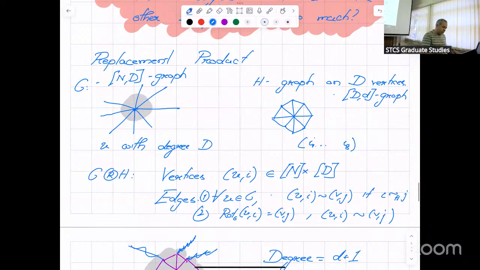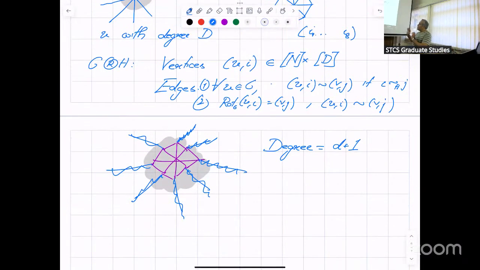So that's going to be the replacement product. The replacement product was studied for a while, and it's very intuitive. But there are two types of edges in it, the intra-cloud edges and the intercloud edges, and these have different weights depending on whether it's a G edge or an H edge.